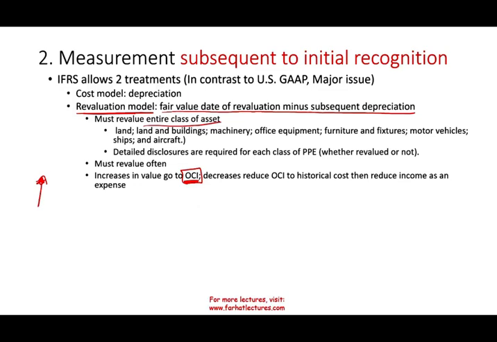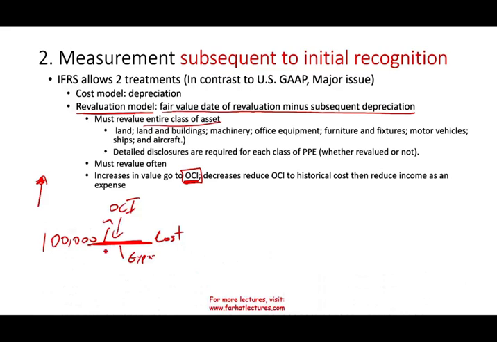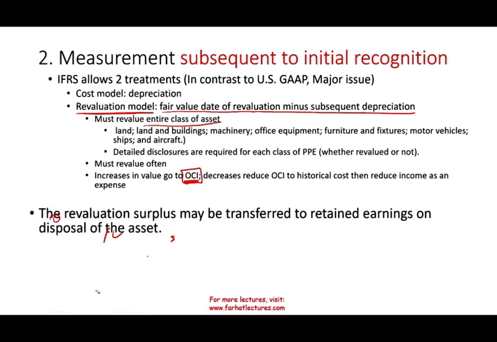So let's assume you bought a building for $100,000. The value went up, goes into OCI. Then if the value goes down, it goes down from OCI until you reach $100,000. Once it falls below $100,000, which is cost, it becomes an expense. So the $100,000 basically is your line. Any accounting that's done above the $100,000, any increase or decrease, is in OCI. And once the revaluation falls below $100,000, which is below the original cost, then it's considered an expense. It hits the income statement.